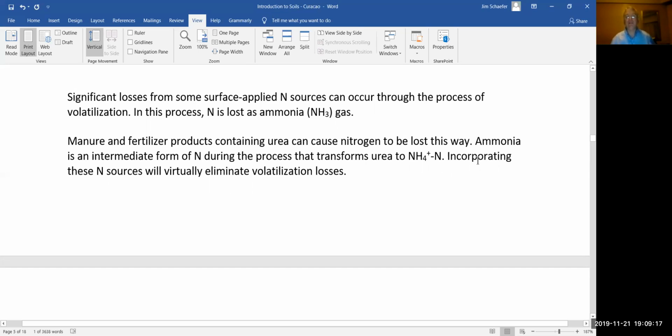Incorporation is the magic word here. Delivery of nitrogen sources to the soil surface is generally not recommended. Some form of incorporation is recommended. Now you can incorporate manually. You can do it mechanically. You can do it with water systems. You can incorporate nitrogen through a drip irrigation system.